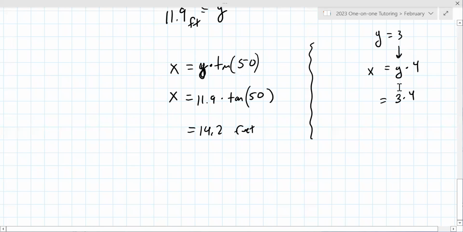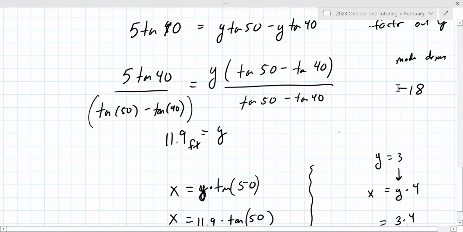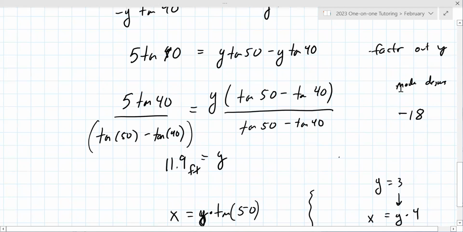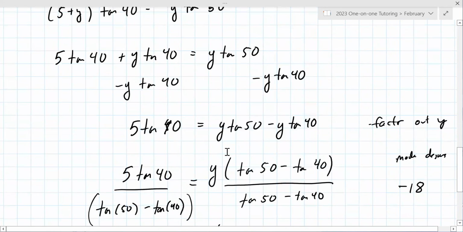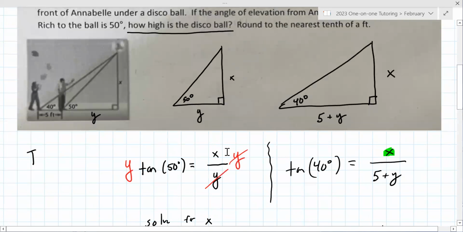Can I look at the work you did above that? Sure. None of this is related to x. It's just for y. Yeah, sorry, I meant the, I want your drawing of the triangle. Okay, right here.